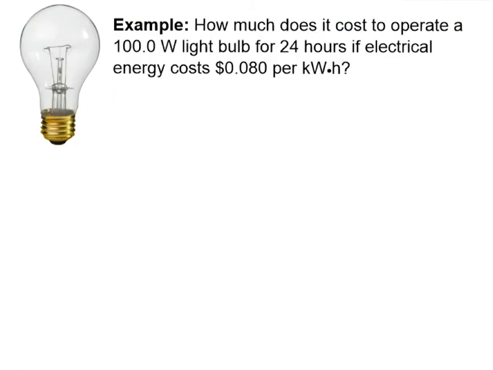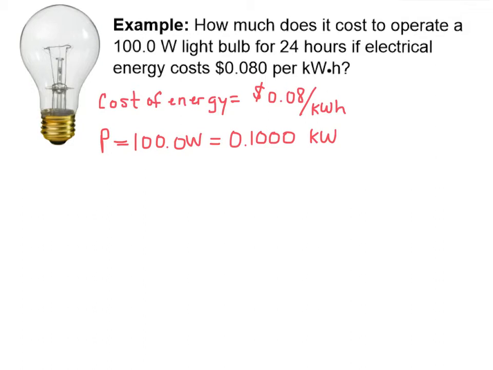So let's do a sample problem. How much does it cost to operate a 100-watt light bulb for 24 hours if the electrical energy costs 8 cents per kilowatt hour? I'm going to write down what I know. I know the cost of energy. I know the power is 100 watts. I'm going to convert that into kilowatts. And I know my change in time is 24 hours. I'm going to leave that in hours.